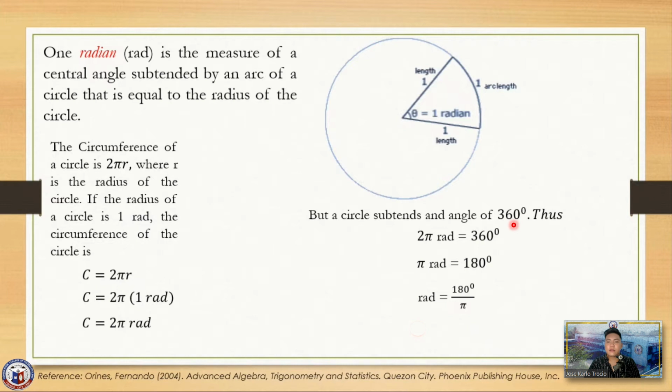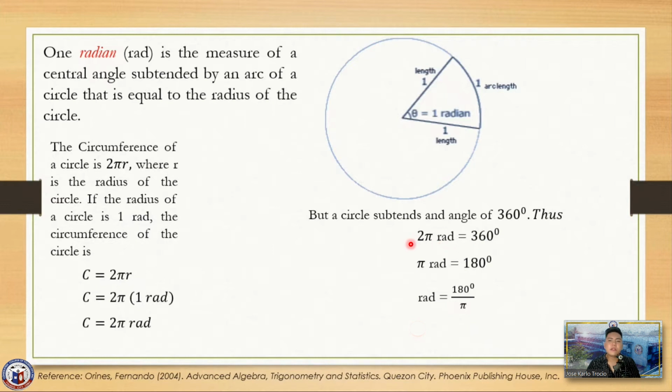Thus, the circumference is the distance that covers the entire circle, 360 degrees. We know that this is 360 degrees, right? But we are only going to use the radian measure since this is more commonly used. So how to do that? Let us have a little bit of mathematical manipulation.